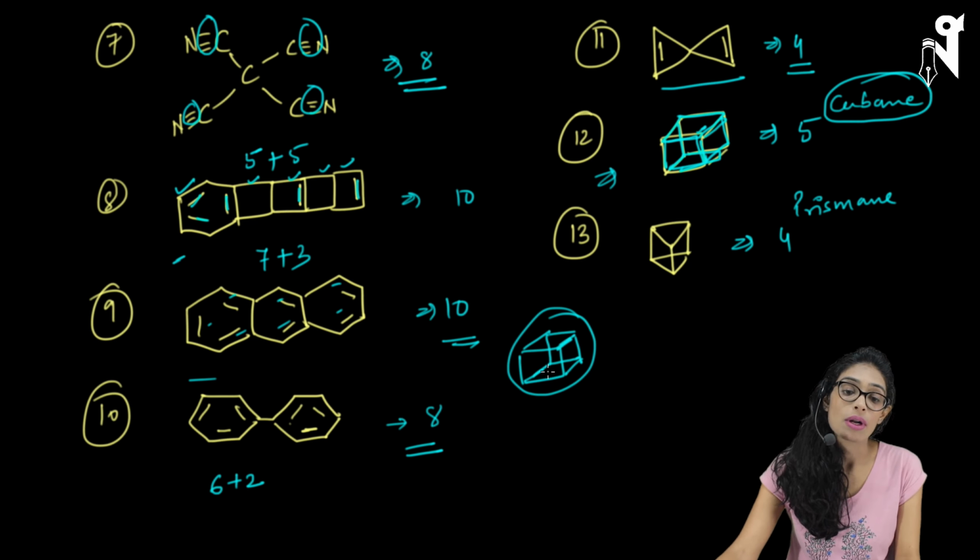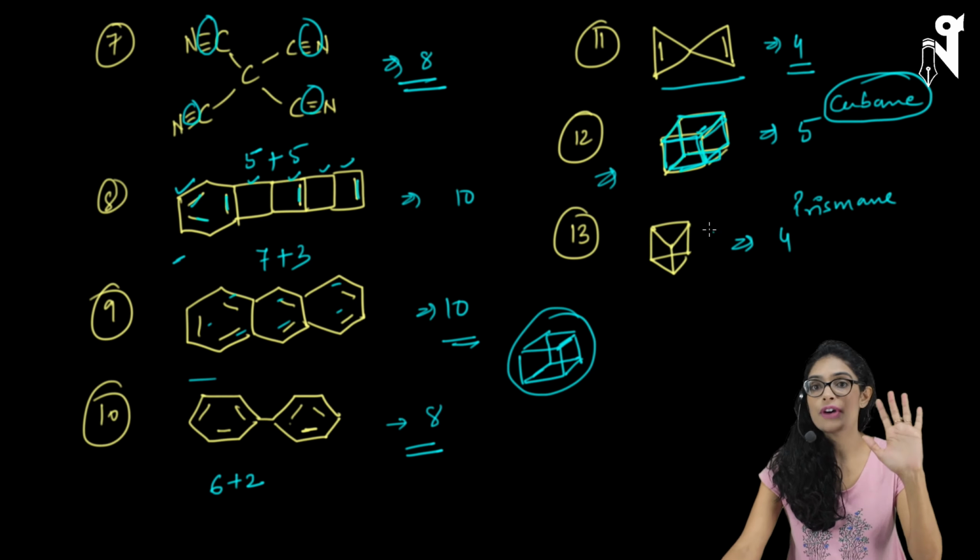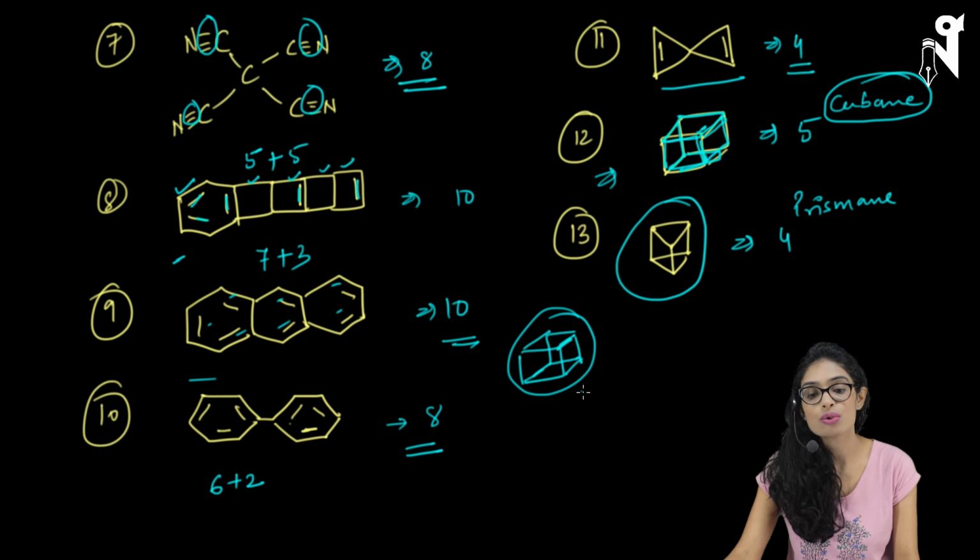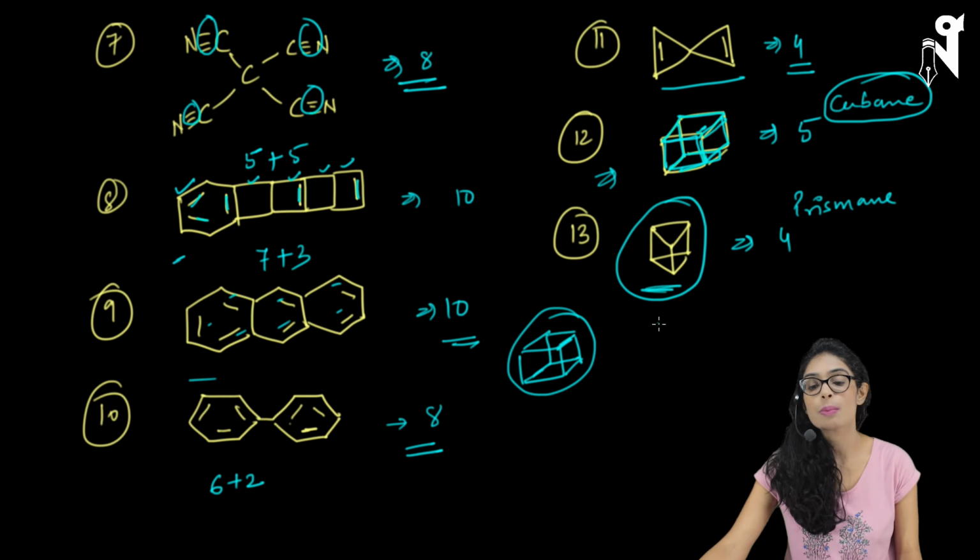You can see the next compound. Even in the next compound, it looks like 5 cyclic structures have been connected to each other to form this kind of structure, which is a prism structure. In chemistry, we also call this compound prismane.